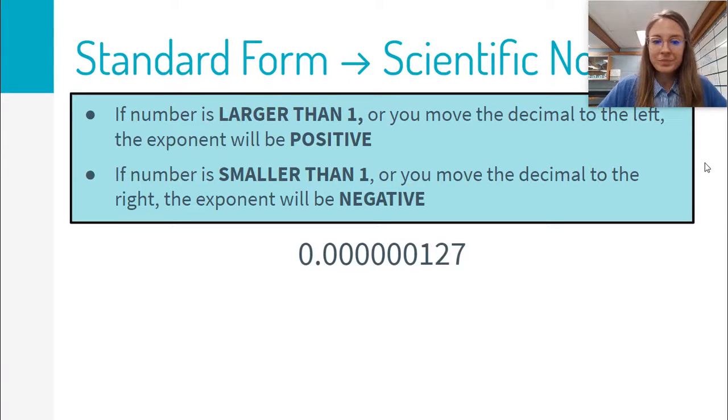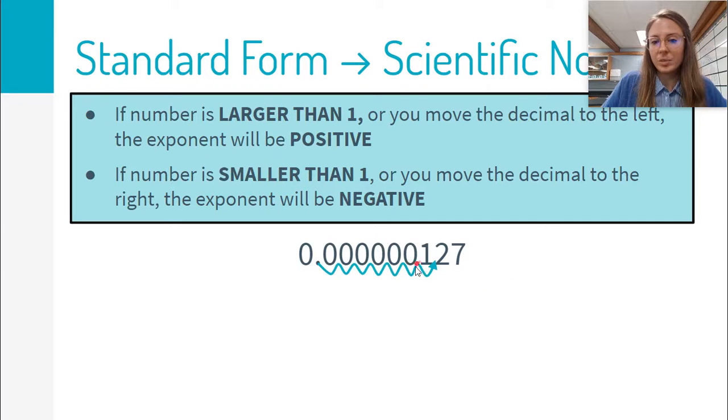Let's try another one. Let's say that we have the number on the screen. I don't want to say all those zeros. We need to start by moving the decimal either to the right or left until there's one digit between 1 and 9 to the left of the decimal. In this case, we are going to move it to the right. 1, 2, 3, 4, 5, 6, 7 spaces.